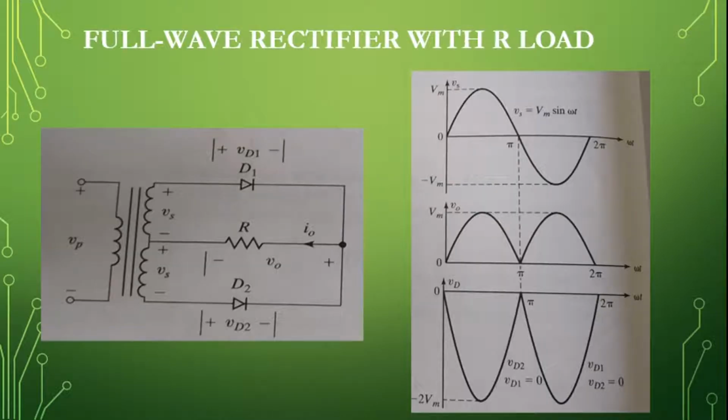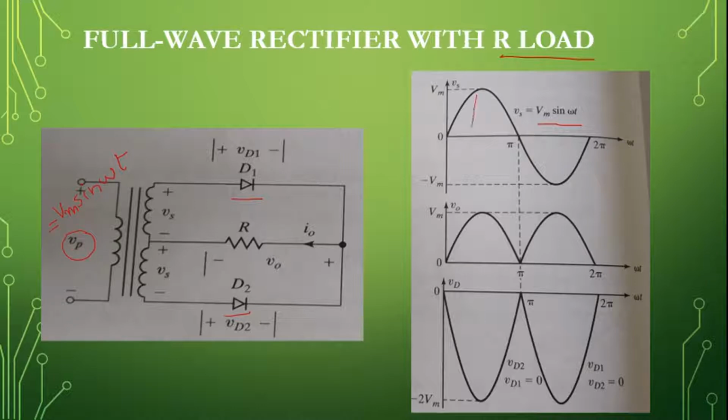So this is full wave rectifier with resistive load. So we can see that you have an AC supply Vs, it's sinusoidal, we can write it as Vm sin omega t, and it is a center tap transformer. We have two diodes D1 and D2. So the waveform you can see, this is the input waveform Vm sin omega t.